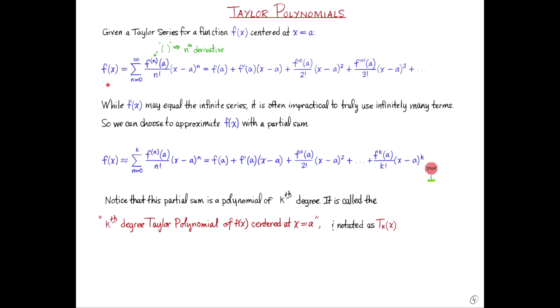While f of x equals the infinite series from 0 to infinity, we can approximate f of x with the partial sum from n equals 0 to k. Notice that this partial sum is a polynomial of kth degree. We call it the kth degree Taylor polynomial of f of x centered at x equal to a, and it's notated as T sub k of x. But how exactly do we find Taylor polynomials?